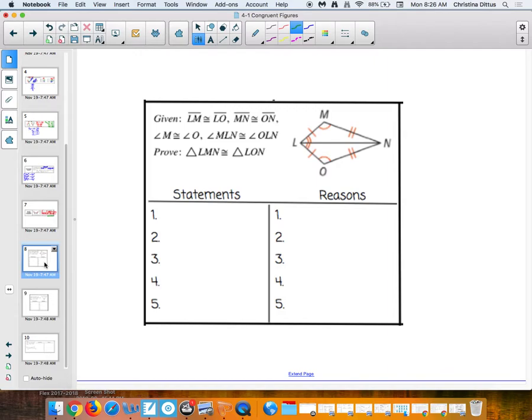Okay? This tells me LM is congruent to LO. That's this. And it tells me MN is congruent to ON. That's this. We're just going to deal with sides right now. We're going to write that down, this exact thing right here. We're literally like copy paste, okay? On our number 1. So we're going to say LM is congruent to LO. And MN is congruent to ON.